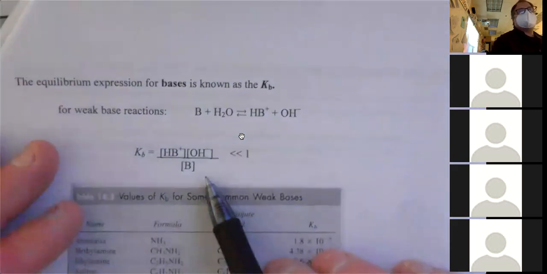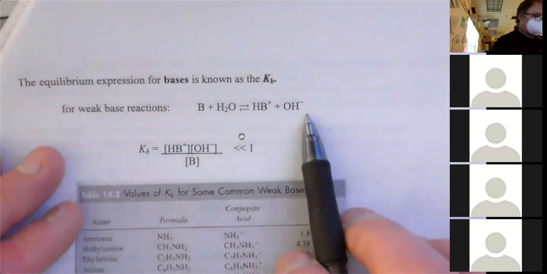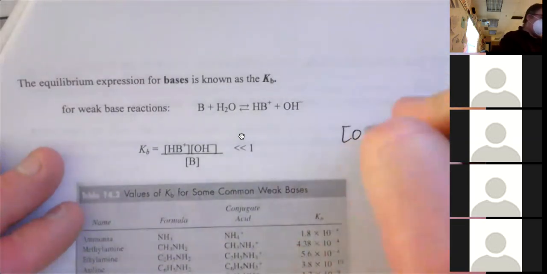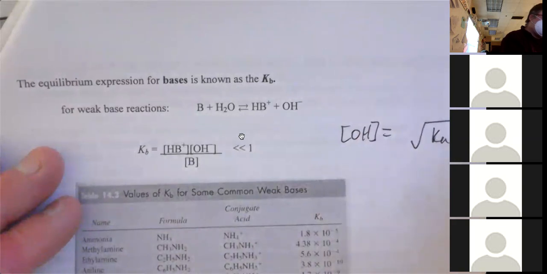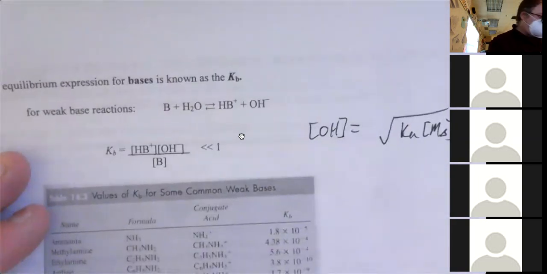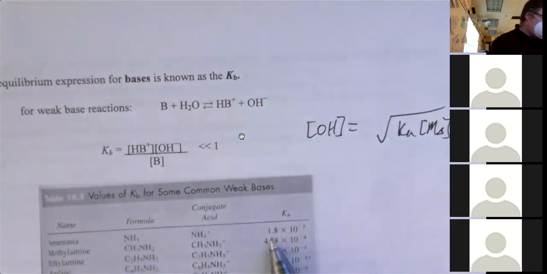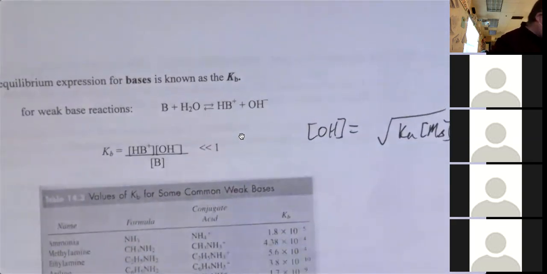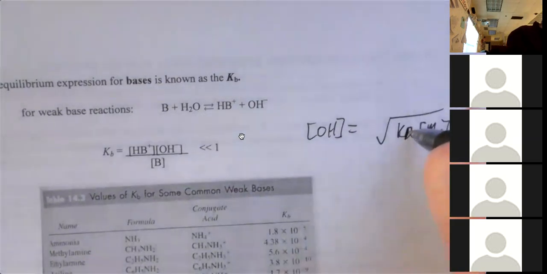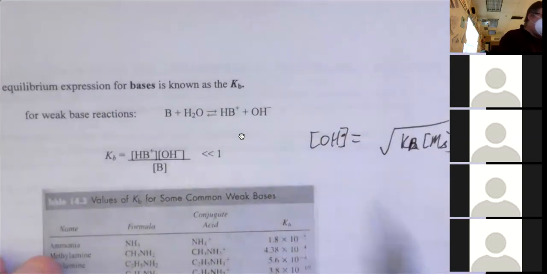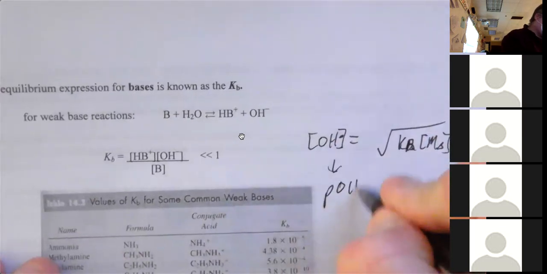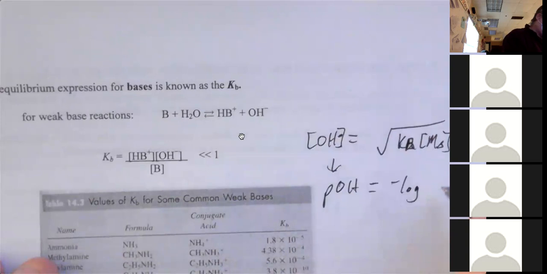Kb stuff is exactly the same. You get the OH concentration. So OH is equal to the square root of, and I'm sorry, not Ka, Kb times the molarity of the base. That will be the OH concentration. Keep in mind, then I can find the pOH by taking the negative log of that.